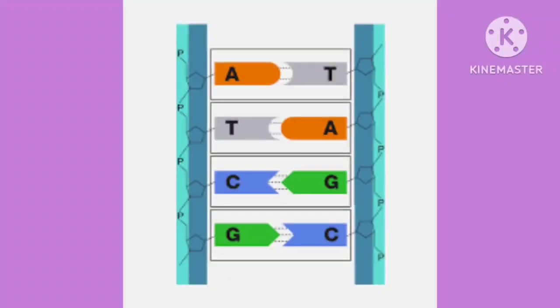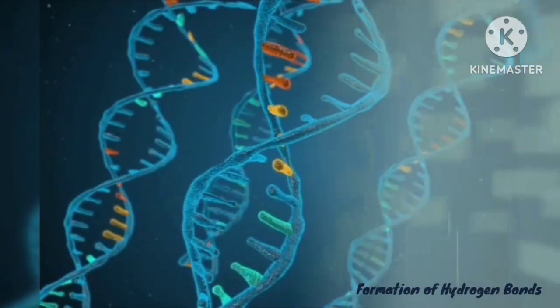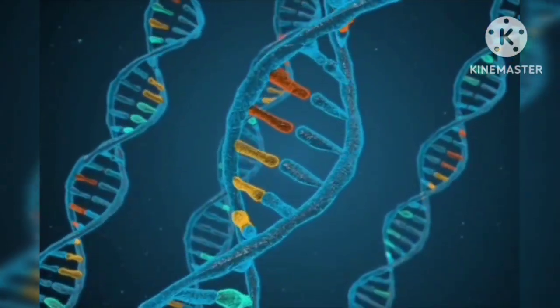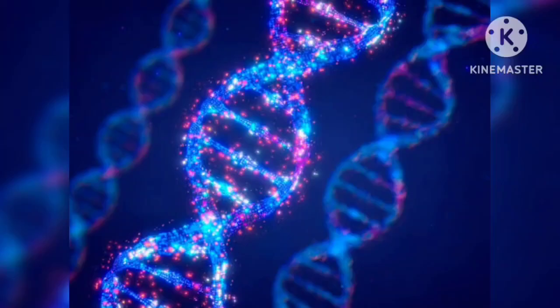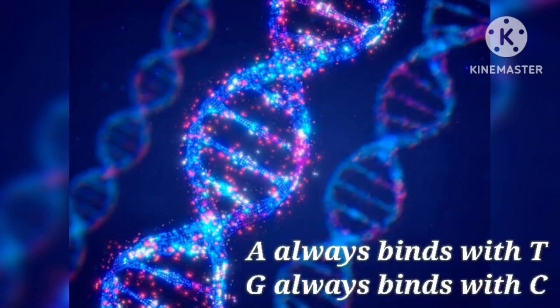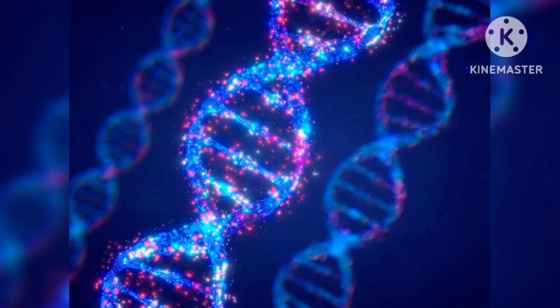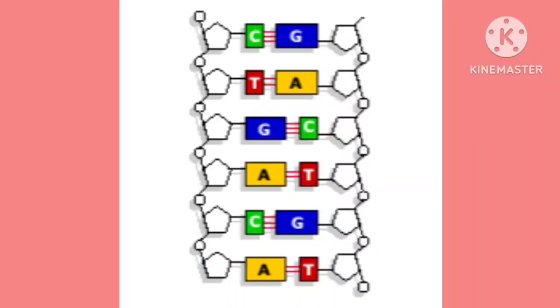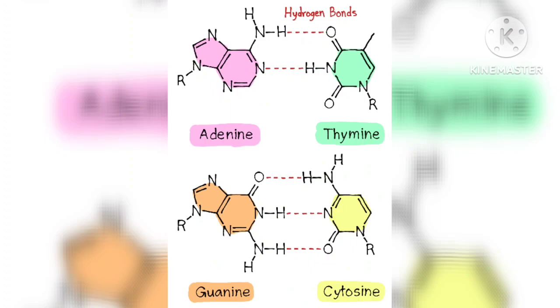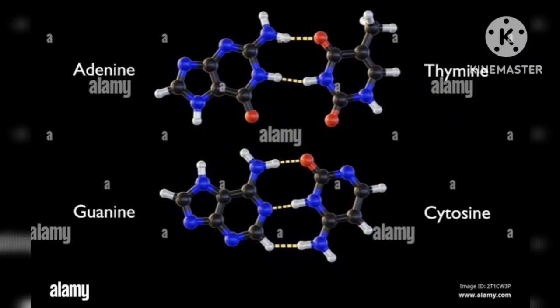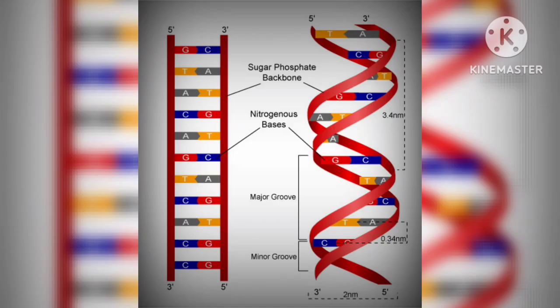The sugar and the phosphate form the backbone of the structure, and the nitrogenous bases make hydrogen bonds to bind them together. In this structure, adenine always binds with thymine, while guanine always binds with cytosine. Adenine and thymine form two hydrogen bonds, while guanine and cytosine form three hydrogen bonds.